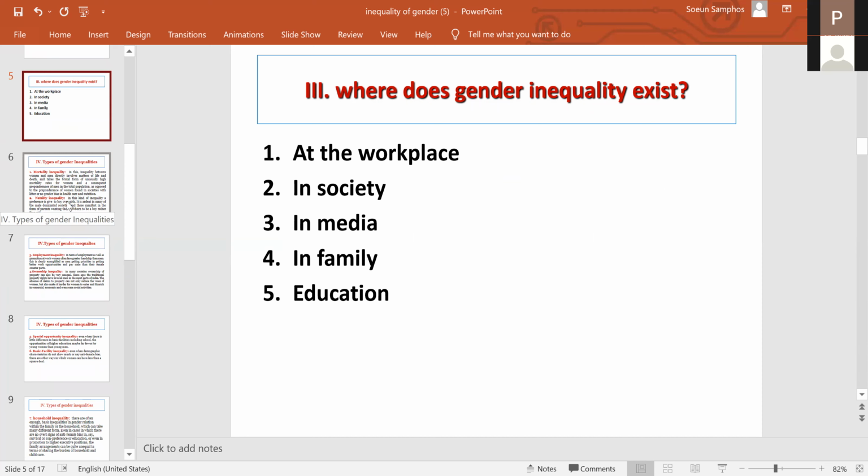Where does gender inequality exist? 1. In the workplace. 2. In society. 3. In media. 4. In family. And 5. In education.